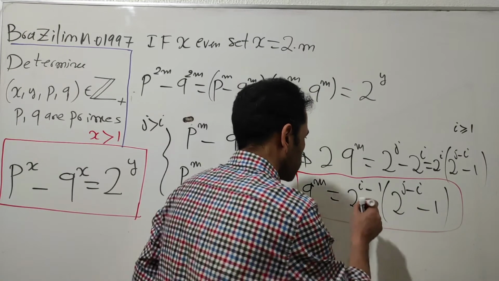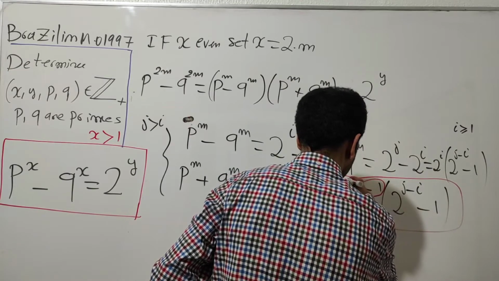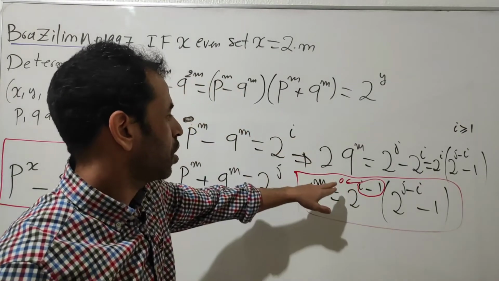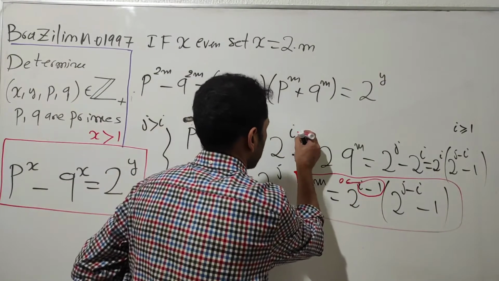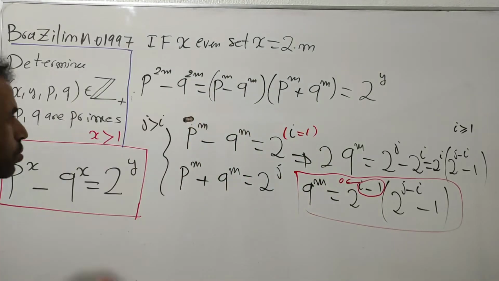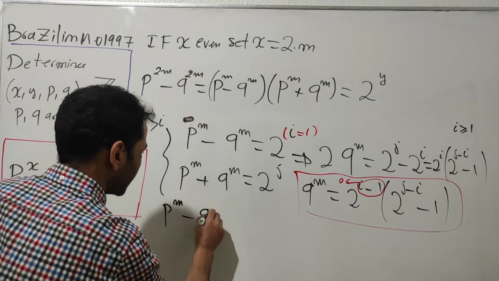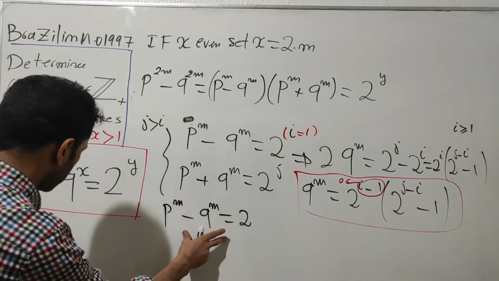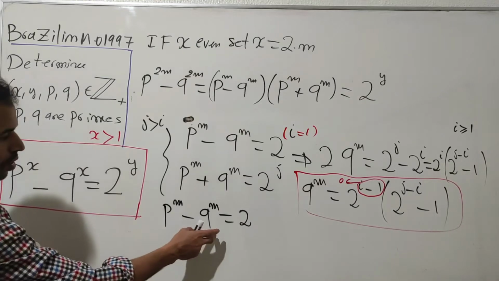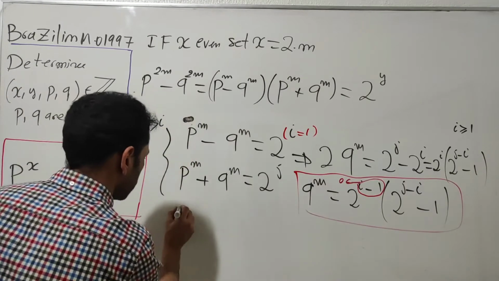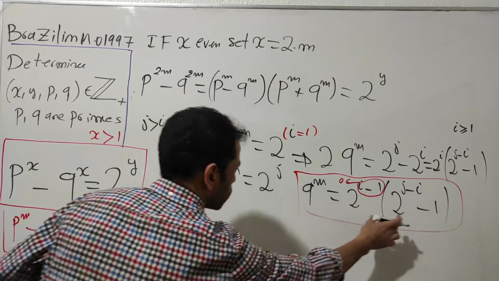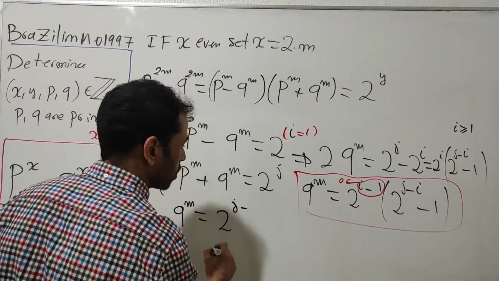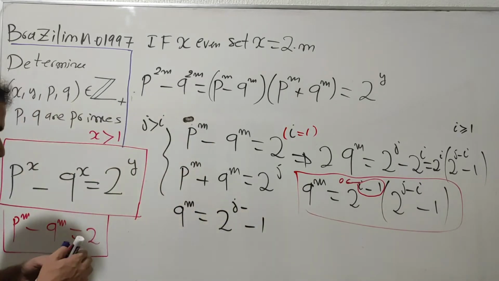Okay, so let's replace this exponent with 0. In other words, if we get i minus 1 equals 0, which means i equals 1. So I get i equals 1, which means I get p to the m minus q to the m, which equals 2. Okay, so I'm going to take this one on the side here because I'm going to need it at the end. And also q to the m equals to this one, which is 2 to the j, by replacing i with number 1, because we already calculated that.